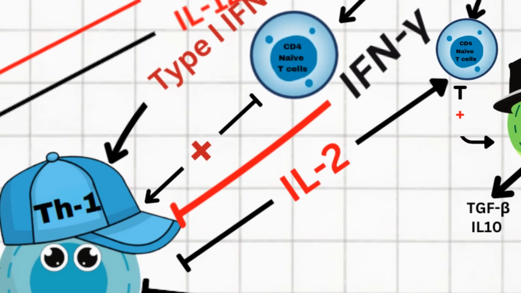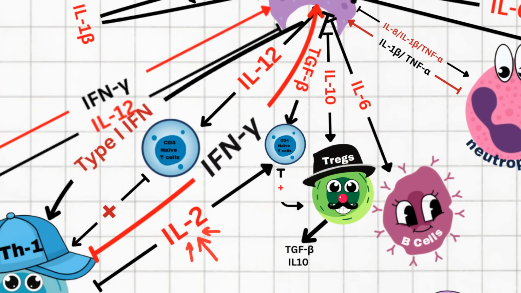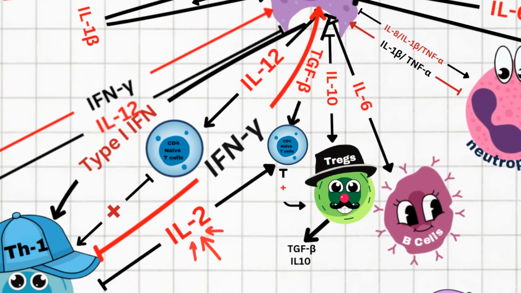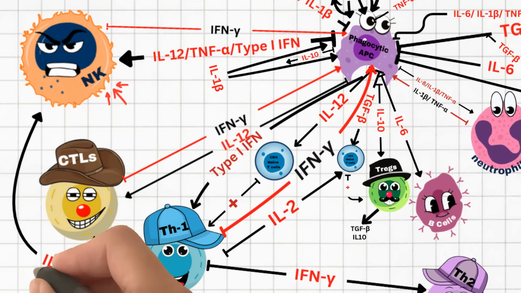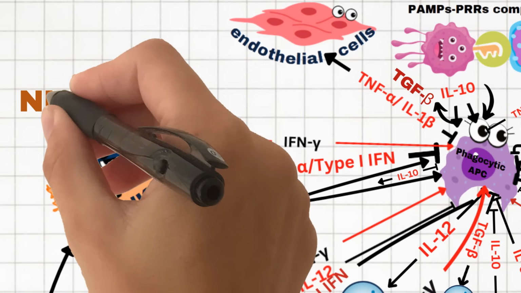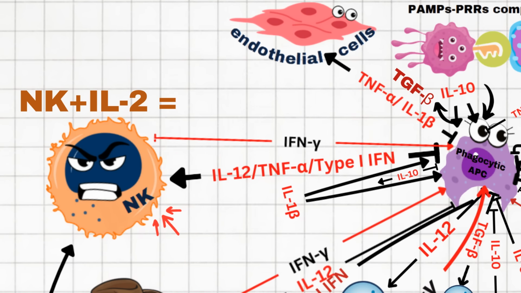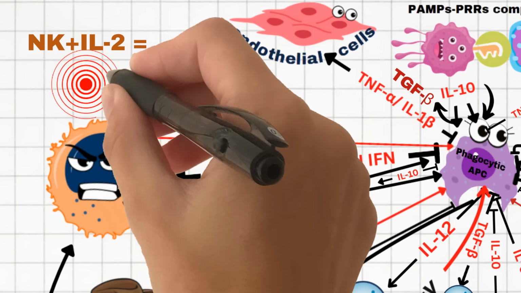With the help of transforming growth factor beta, it aids in their differentiation from naive T cells, as we mentioned before, and natural killer cells. Interleukin-2 significantly amplifies the capabilities of natural killer cells, making them crucial players in the body's defense mechanisms. When natural killer cells and other lymphocytes are exposed to high doses of interleukin-2, they can become highly potent cytotoxic cells known as lymphokine-activated killer, or LAK, cells.